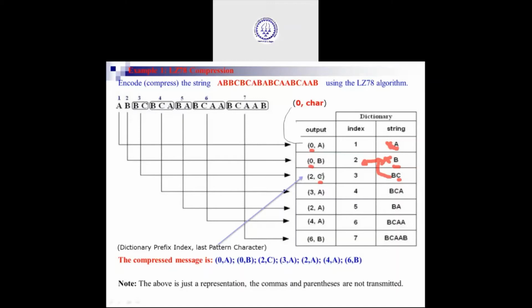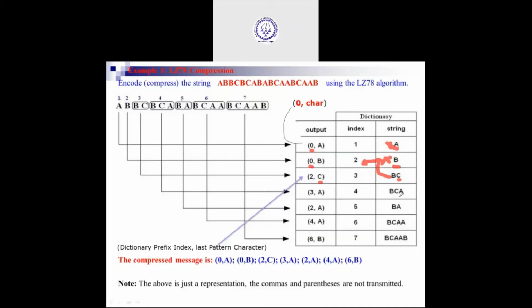I hope the things are cleared. Once again, I will repeat. I have to copy down the innovative bit at this particular location. C is my innovative bit. So the C innovative bit has been copied down here. Then the prefix is B, and B is a string whose index is 2. That index 2 has been taken in the output as 2 comma C.